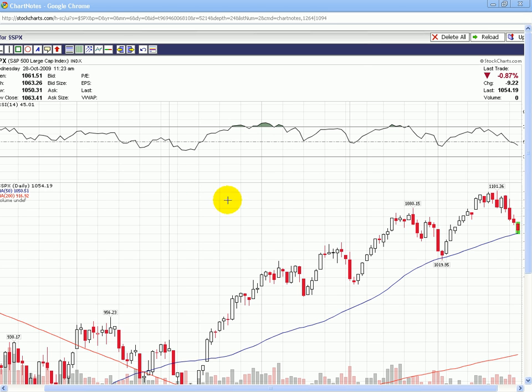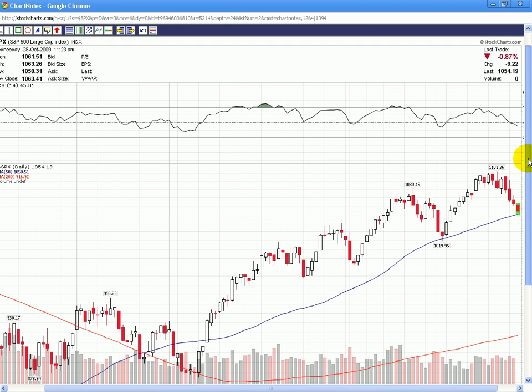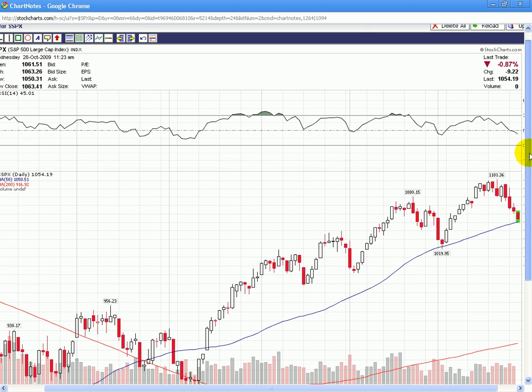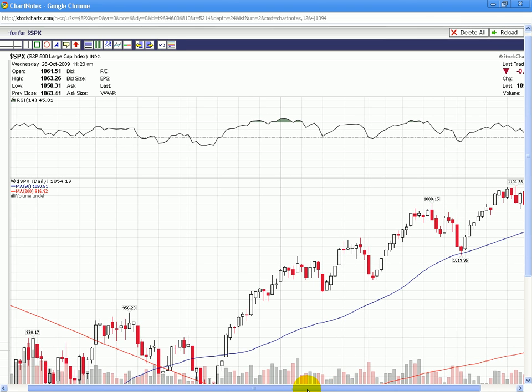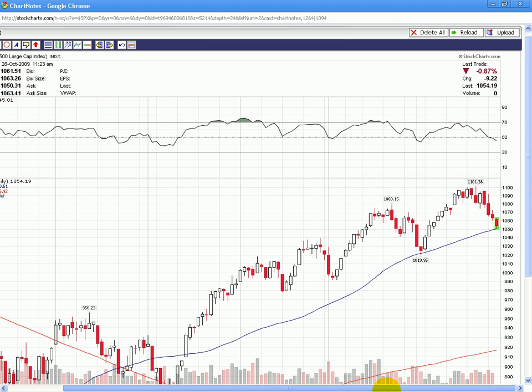All right, let's take a look at the S&P here because this is what we were looking at. Actually, as early as last week, you see that high at 1101.36 from the previous high, 1080.15, and it's got 1019.95 as the low. That blue line is the 50-day moving average. Now, let's just go up here and draw a line that shows what we're looking at here.